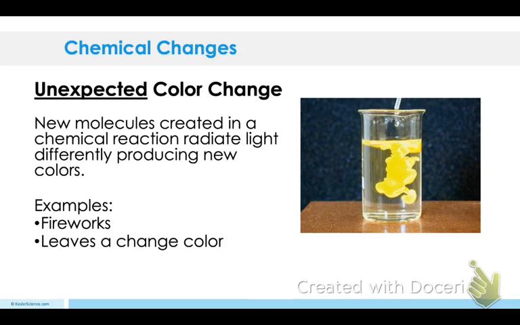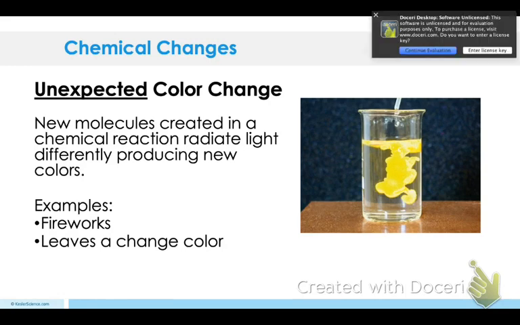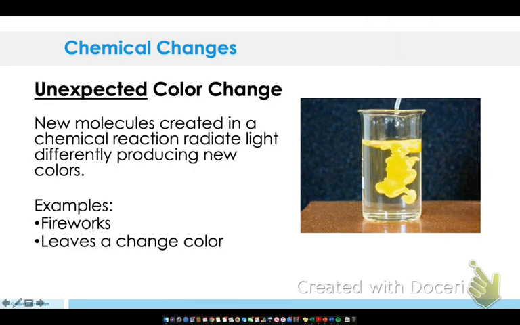So, going more in depth with chemical changes: unexpected color change. New molecules created in a chemical reaction radiate light differently, producing new colors. The examples for this one are fireworks and leaves changing color in the fall. Go ahead and make sure you highlight that in your notes. Pause here if you're still writing.